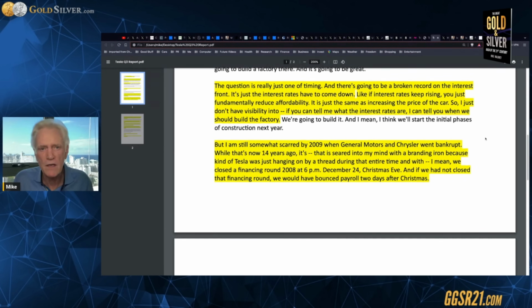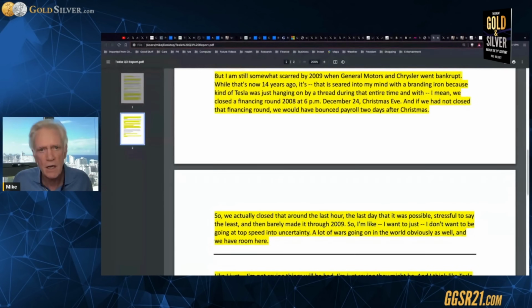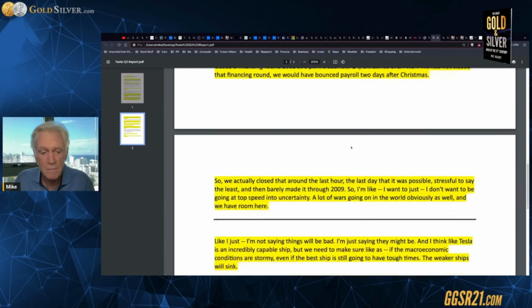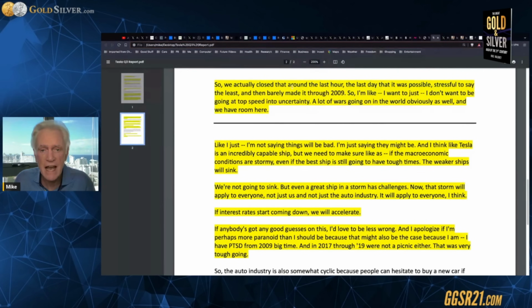And now he is somebody that has learned lessons from the past, where I see other companies never learning their lessons. But I am still somewhat scarred by 2009, when General Motors and Chrysler went bankrupt. While that's now 14 years ago, that is seared into my mind with a branding iron, because Tesla was just hanging on by a thread during that entire time. We closed a financing round in 2008 at 6 p.m. December 24th, Christmas Eve. And if we had not closed that financing round, we would have bounced payroll two days after Christmas. So we actually closed that round the last hour of the last day it was possible.